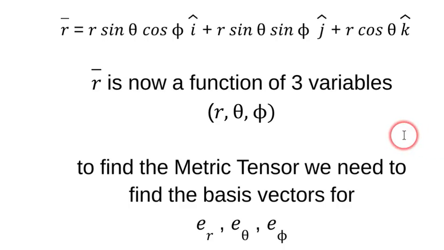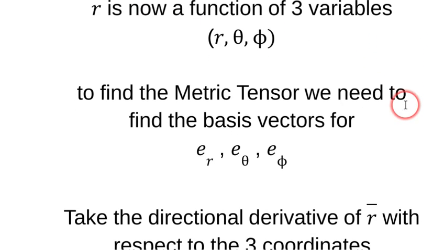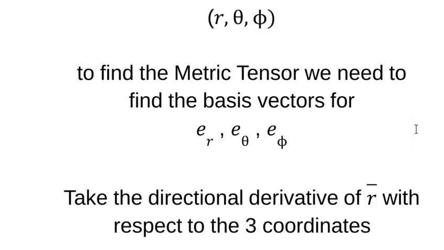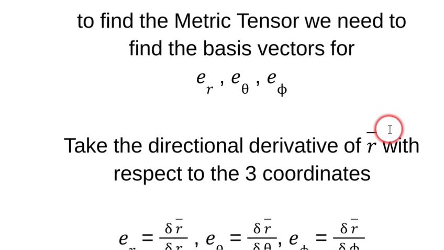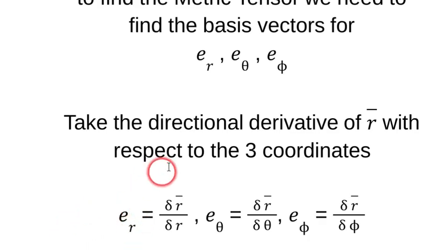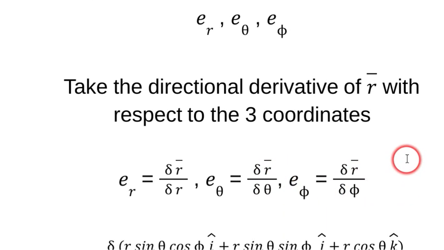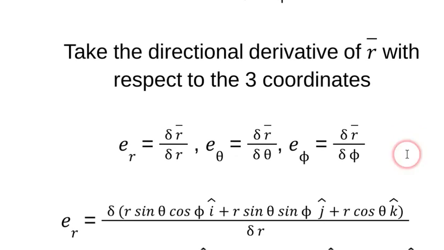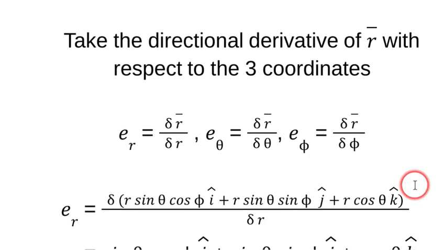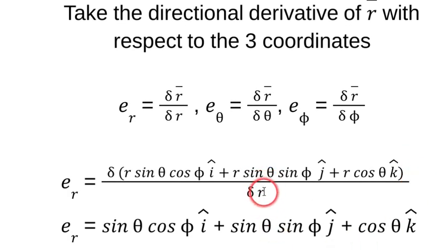Now, to find the basis vectors, what we need to do is differentiate this with respect to the different coordinates. And that's called directional derivatives. So we're going to take the directional derivative of that vector r with respect to the coordinates. So we're going to get 3 separate things. e_r is the partial derivative of that vector with respect to r, and likewise for theta, and likewise for phi. Okay? So we just got to differentiate all these. And you remember how to do partial differentiation. You're differentiating something with respect to one variable, so everything else is held constant.